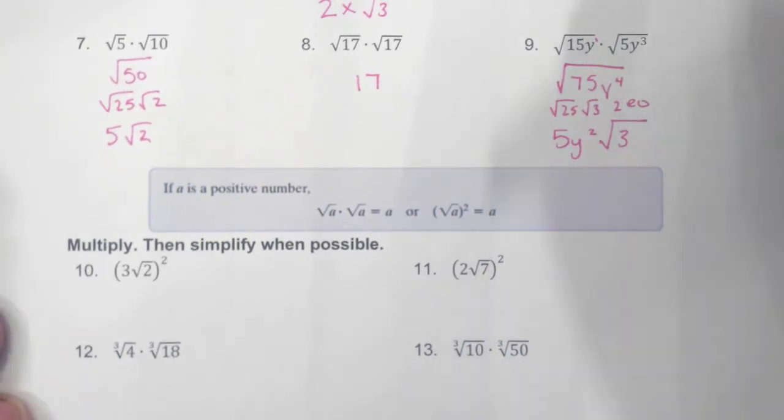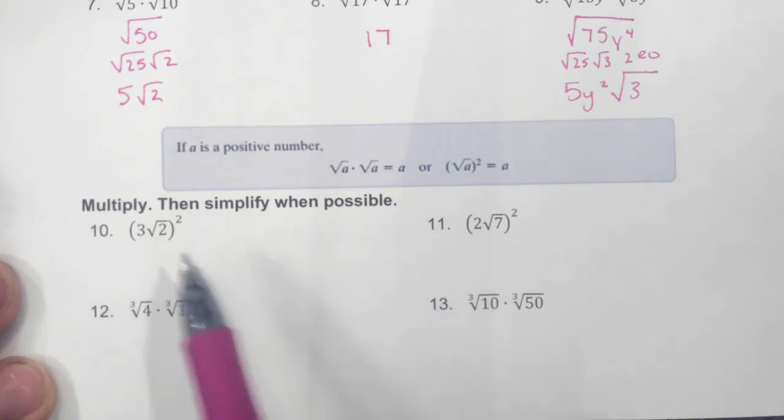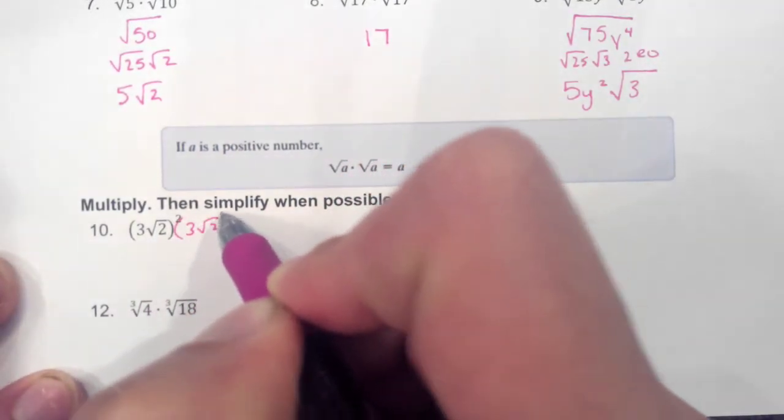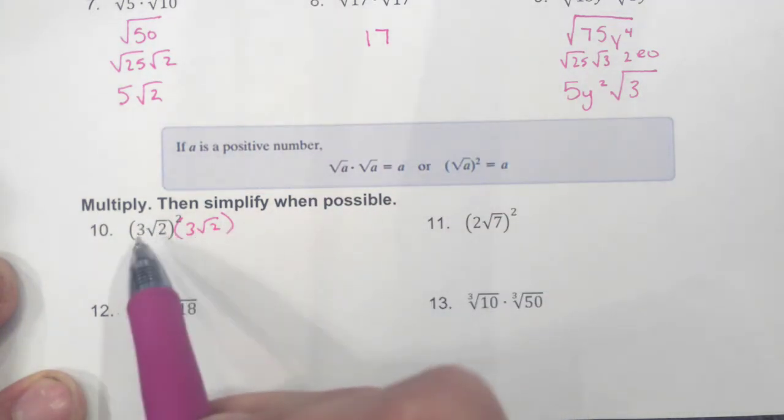Okay. Down here, we're going to just keep doing some more stuff. Looks like we've got some bigger roots. We've got just some squaring. So remember what squaring means. It means to multiply by itself. So we've got the 3 square roots of 2 times 3 square roots of 2. So we'll do piece by piece.